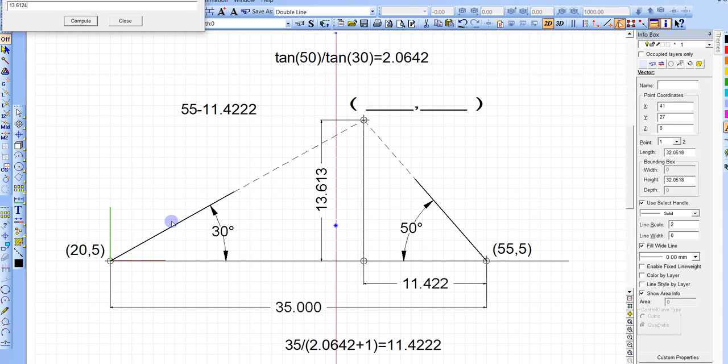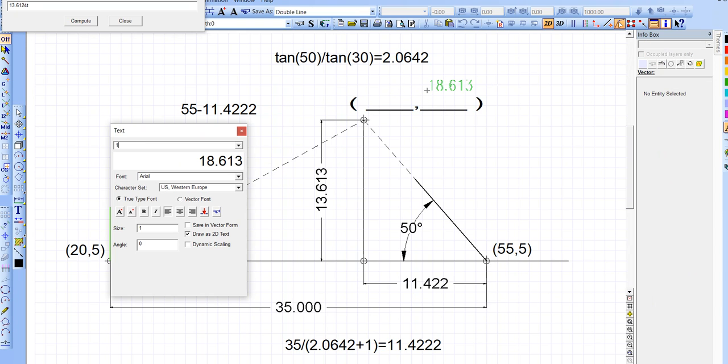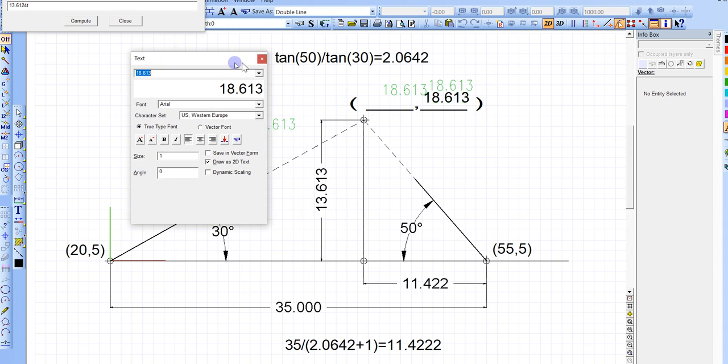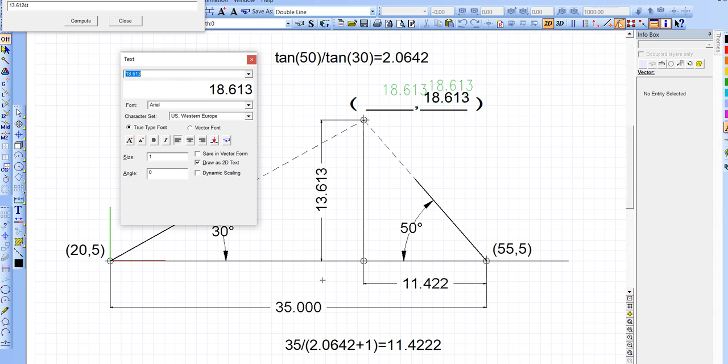So you just add that to 5. So you end up with 18.613. I didn't write it down, did I?